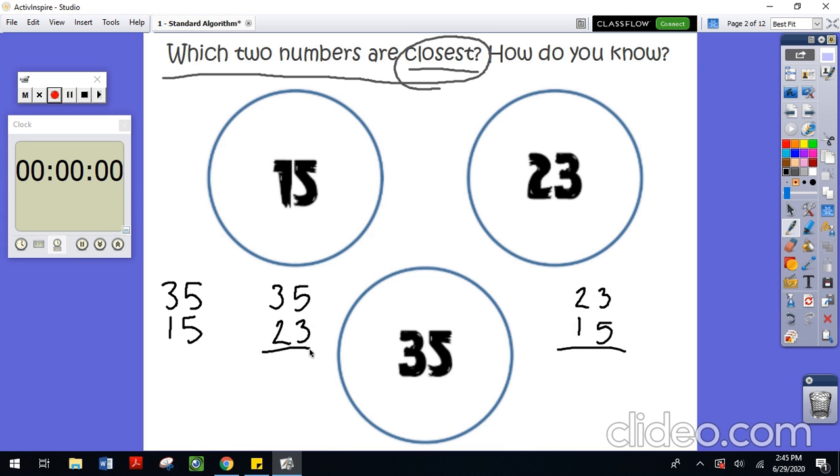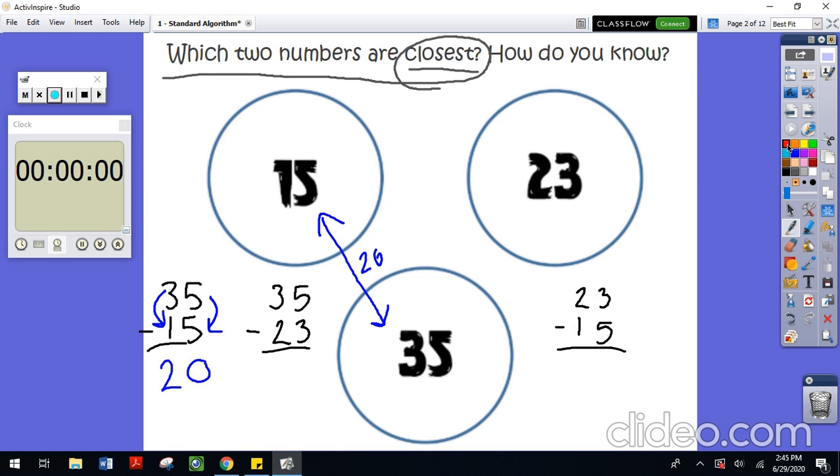Alright, so in order to figure out which two numbers are the closest, we are going to need to find the difference between them, which means we are going to have to subtract. So I'm going to start with these two numbers here, 15 and 35. So I would do 35 minus 15. I know that 5 minus 5 is 0, 3 minus 1 is 2, to give me 20. The difference between 35 and 15 is 20.